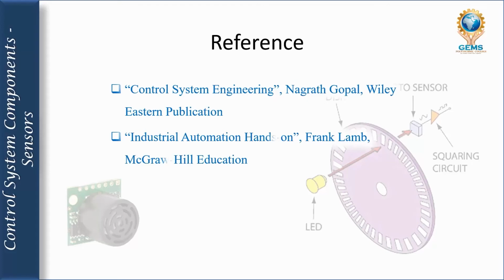In this video, we have seen the optical proximity sensors and ultrasonic sensors and their applications in industrial automation. In the next video we will be looking into other different types of sensors. Thank you.